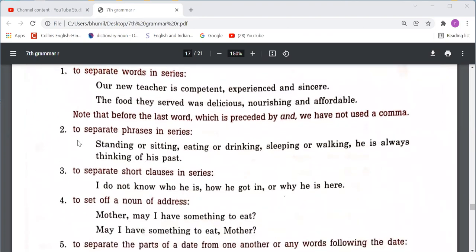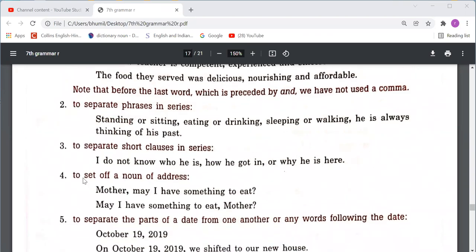Second point, to separate phrases in series. Whenever phrases are there in series in any sentence, to show them individually, we need to use a comma also, like sending or sitting, eating or drinking, sleeping or walking. He is always thinking of his past. So phrases we have used to show them separately, we need to use a comma there.